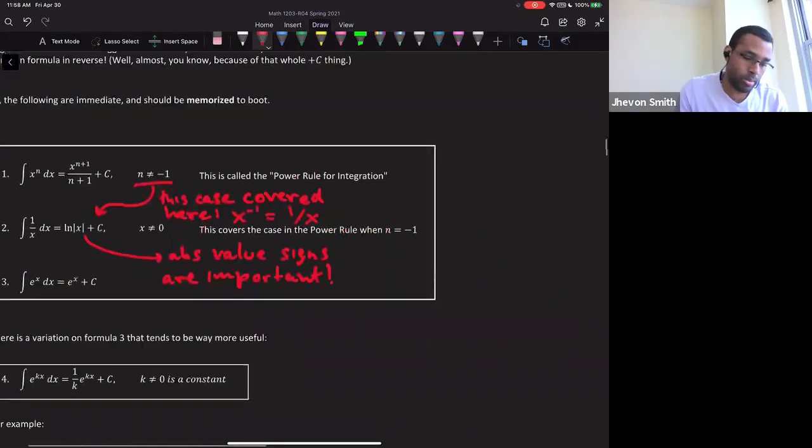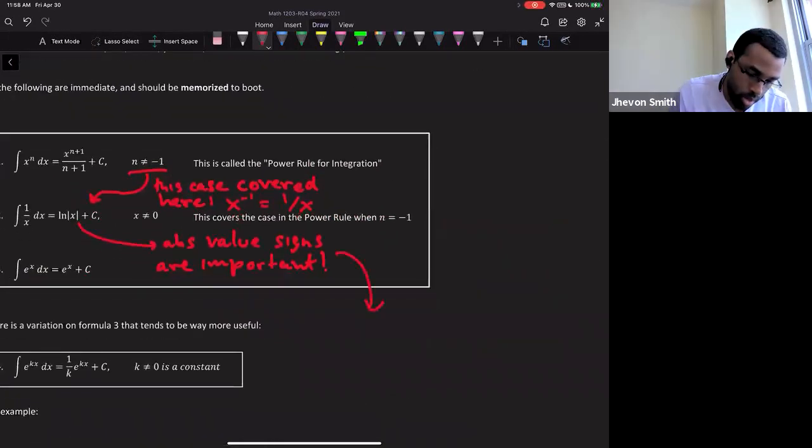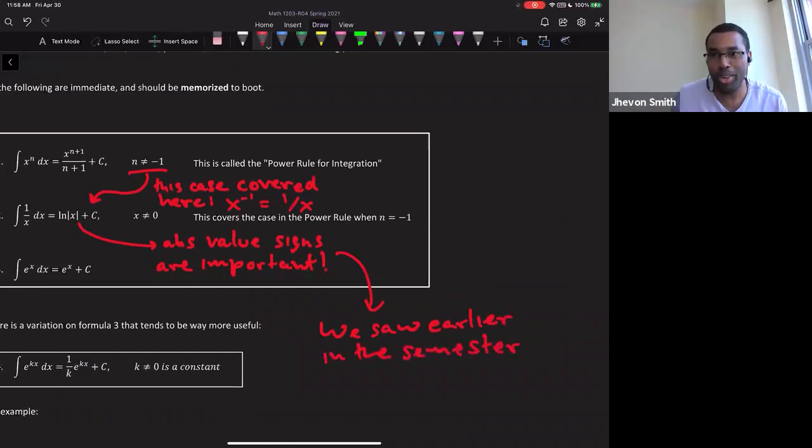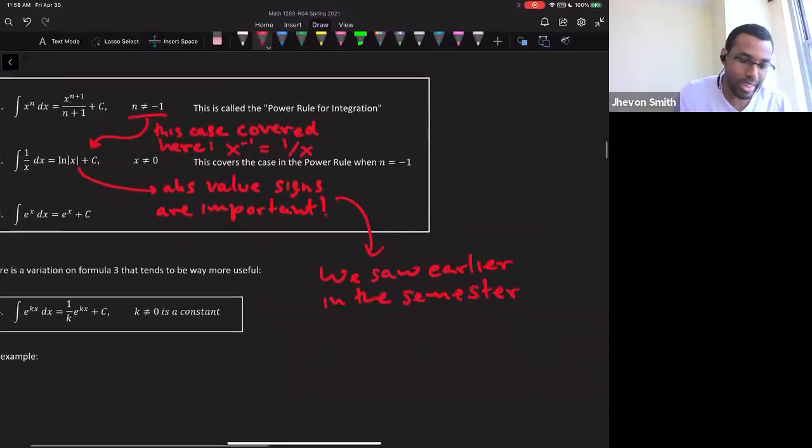We saw this earlier in the semester, though you probably won't remember it. I mentioned that there was going to come a reason why I'm showing you this later on, but for now, don't worry about it.